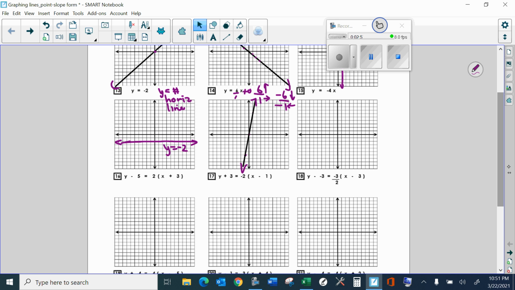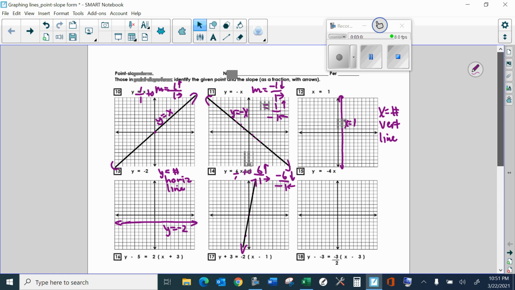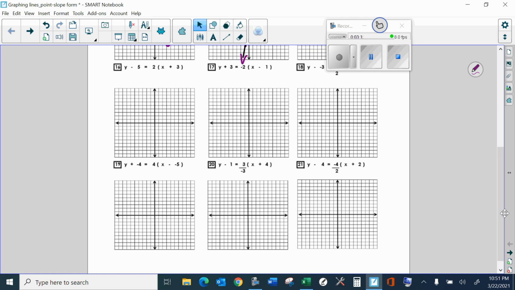All right, now we get to point slope form. That means it's given a point, and remember in the directions, it says those in point slope form, identify the given point and the slope as a fraction with arrows. So they're consistent. You have to recognize first off what point slope form is. It's y minus y sub 1 equals m times the quantity x minus x sub 1. x sub 1 comma y sub 1 is the given point, and m is my slope.